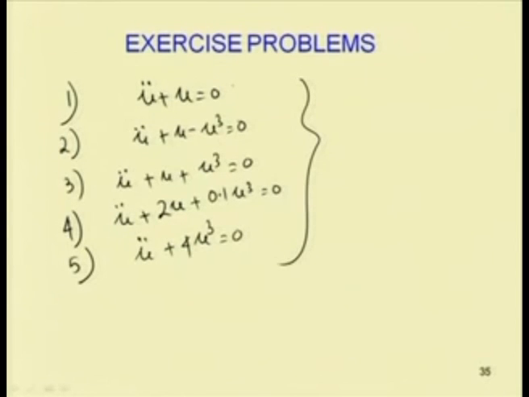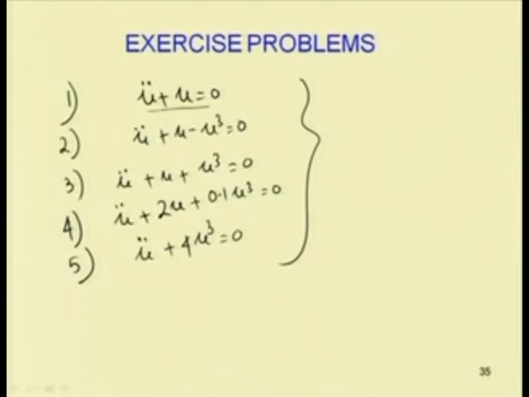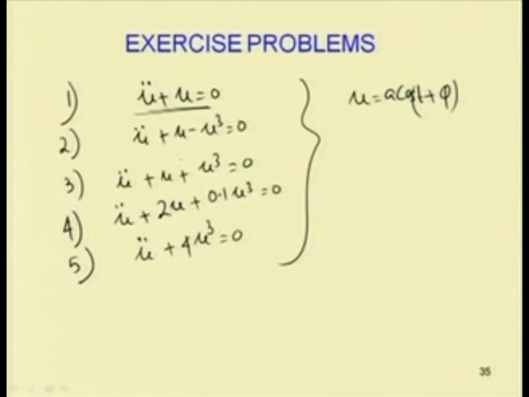For example, in the first case, u double dot plus u equal to 0, the solution is already known, because omega n square equal to 1 here, and the solution is u equal to a cos of t plus phi. So, the response is periodic, and one gets a center in this case. Similarly, one can solve the nonlinear equation: first find the equilibrium points and then study the type of response, whether you get a center or a saddle point, and find the trajectory. So, solve these exercise problems.